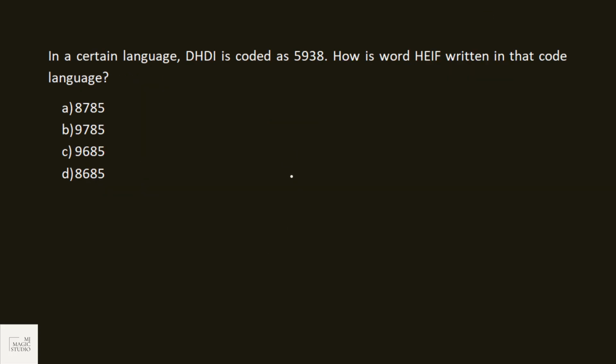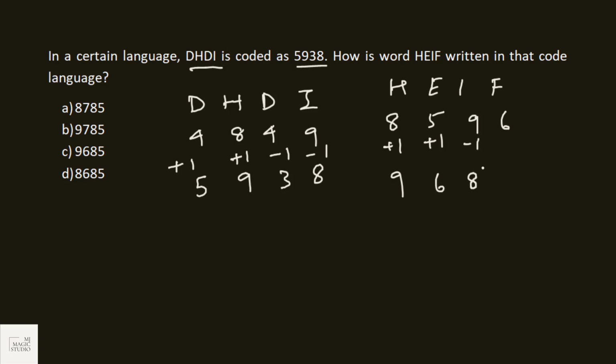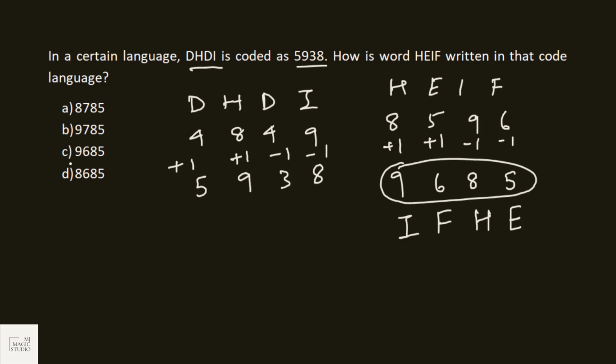Okay, one more of word and number coding. DHDI is 484, I is 9. This becomes 5938. That means plus 1, here is minus 1, minus 1. So HEIF, H number position is 8, E is 5, I is 9, and F is 6. So plus 1 will become 9, plus 1 will become 6, minus 1 is 8, minus 1 is 5. So ninth is I, F, 8 is H, and 5 is E. I, F, H, E, or let it be, we just need the code 9685. 9685, option C is the pick.